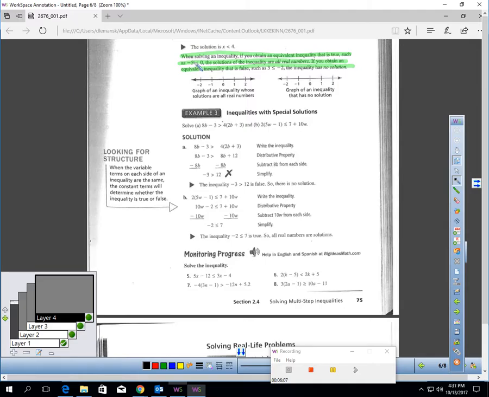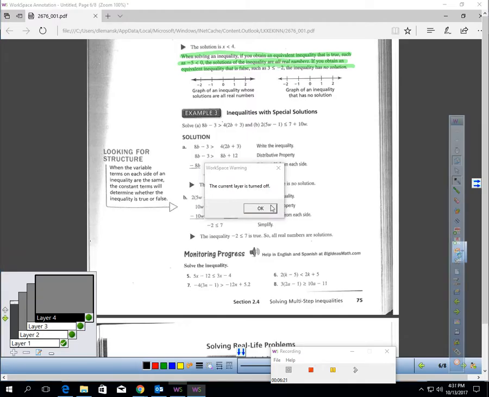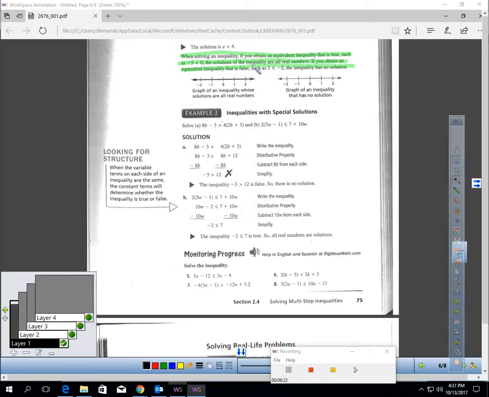Now remember, when solving an inequality, if you obtain an equivalent inequality that is true, such as negative 5 less than 0, the solutions of the inequality are all real numbers. Okay? Let me underline that. If you obtain an equivalent inequality that is false, like 3 less than or equal to negative 2, the inequality would have no solution.